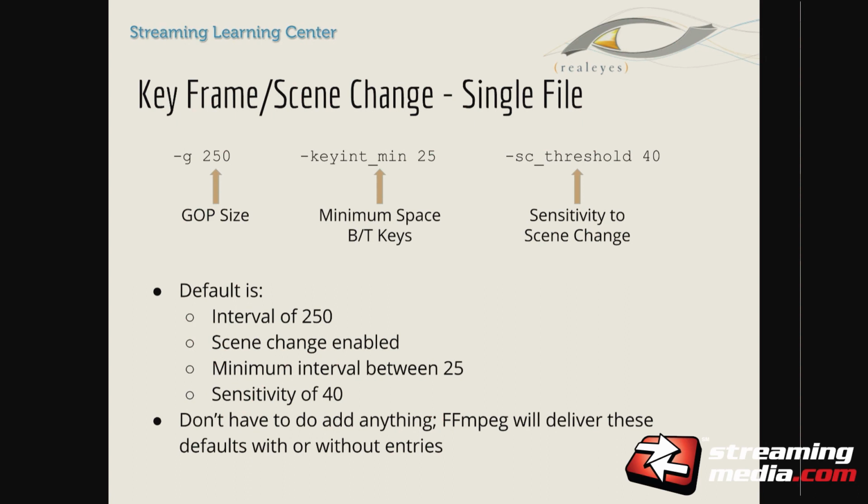Okay, if you're producing videos for ABR streaming, you really need to control your keyframe interval. These are the default settings. If you do nothing, these are the settings you get. You get a GOP size of 250 frames, you get a keyframe minimum interval of 25, and then you get a scene change threshold of 40, and that's the sensitivity to scene change. So if you do nothing, that's what you get. If you put these in the command string, that's what you get as well. But you don't have to, obviously, because that's what FFmpeg will do if you don't.